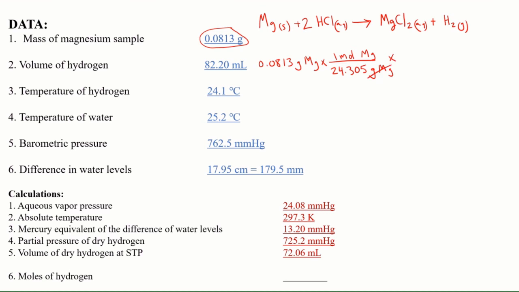This cancels out the moles of magnesium, and according to the mole ratio, every mole of magnesium produces 1 mole of hydrogen. It's a 1-to-1 mole ratio. Okay, this cancels. Okay, and now I have moles of hydrogen.